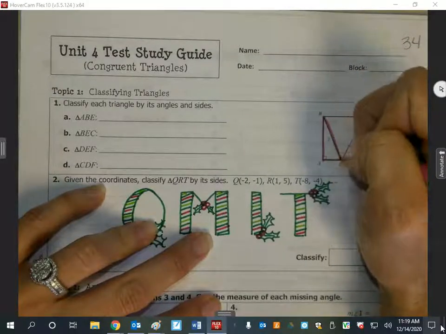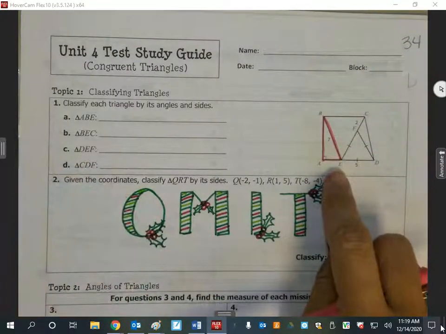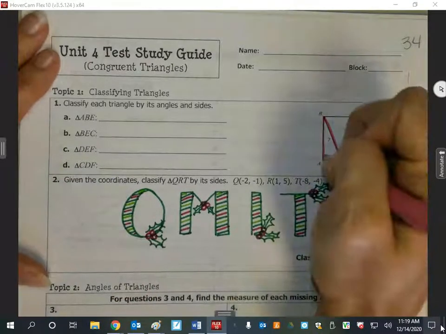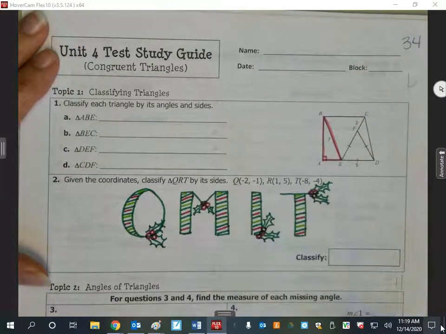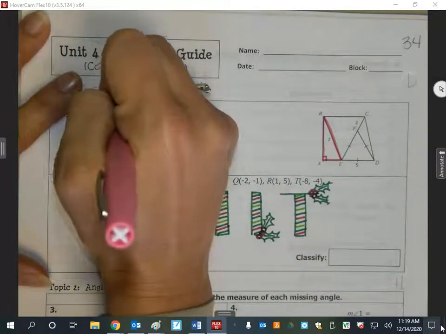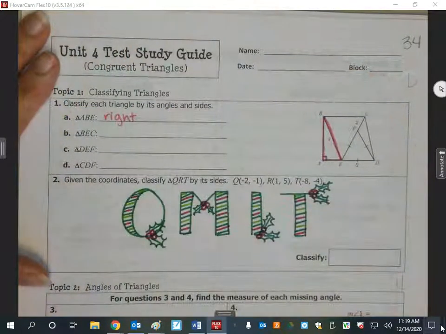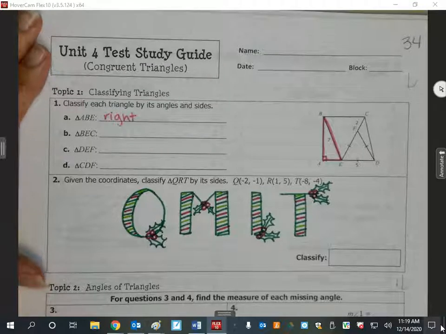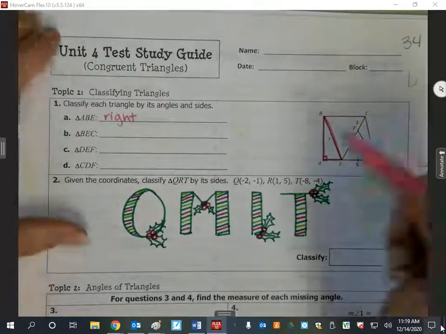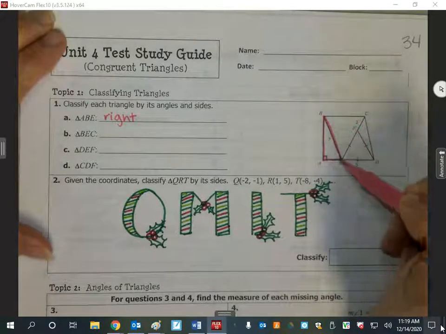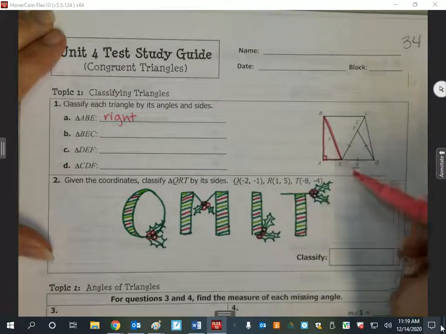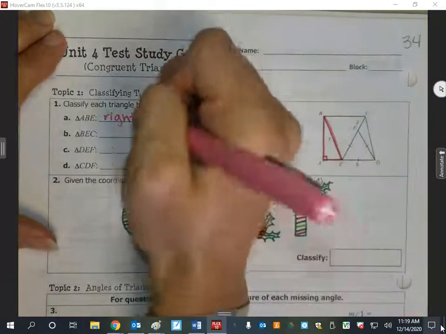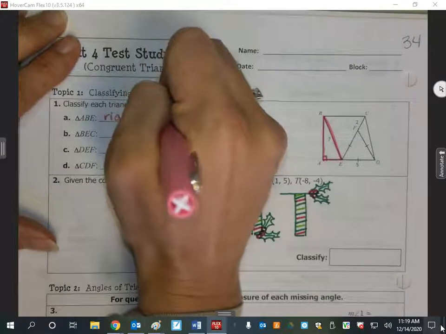And let's first classify it by its angles. So remember, you can either have an acute, obtuse, or right triangle. And because of this box in the angle, this is a right triangle. And now let's look at its sides. Remember, the sides could be scalene with no equal sides, isosceles with 2 equal sides, or equilateral with 3 equal sides. Notice how this triangle doesn't have any of the sides that are marked as congruent, which means none of them are equal to each other, which makes this a right scalene triangle.